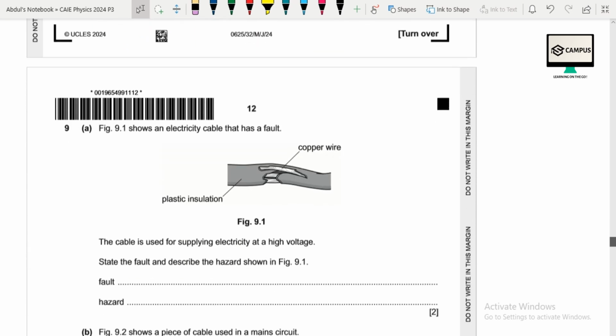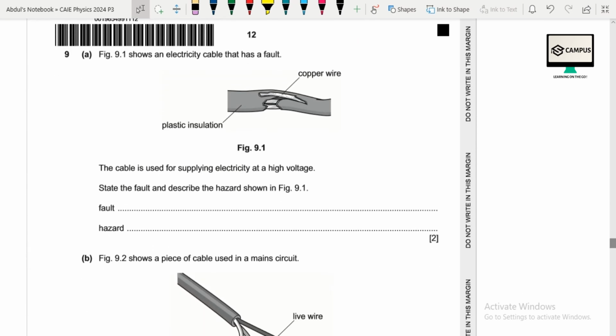Moving on to question number 9. Figure 9.1 shows an electricity cable that has a fault, and the cable is used for supplying electricity at a high voltage. State the fault and describe the hazard. The fault is, as can be clearly seen, damaged insulation, and the conductor is getting exposed. So the fault is damaged insulation, and the hazard is pretty obvious: you could be electrocuted, an electrical hazard.